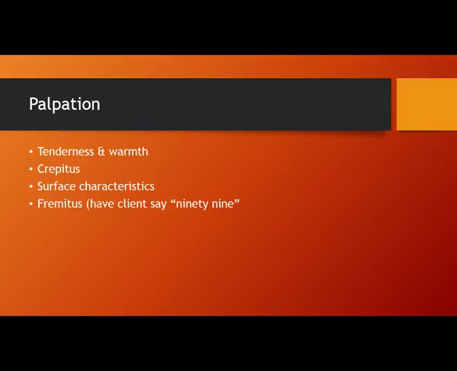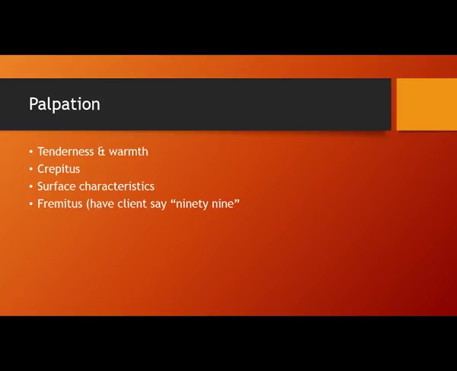So then we're going to do some palpation, and whether you're in an anterior or posterior, you'll palpate for similar things. You'll palpate for tenderness, pain, warmth, characteristics of the surface. And then crepitus. What on earth is crepitus? Crepitus is a crickly feeling of the skin. It's caused by air being trapped in the subcutaneous tissue, and it's kind of a crunchy, crickly feeling of the skin.